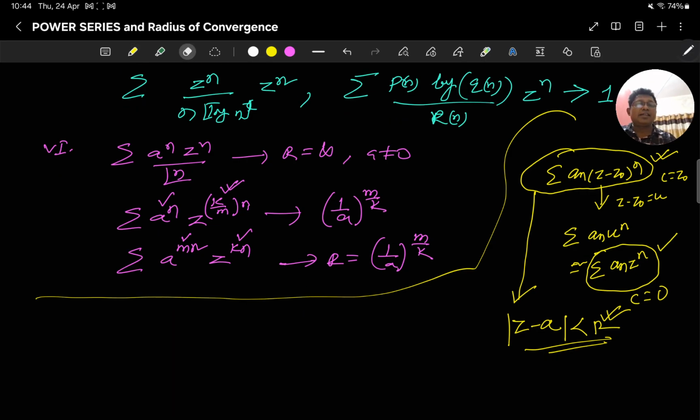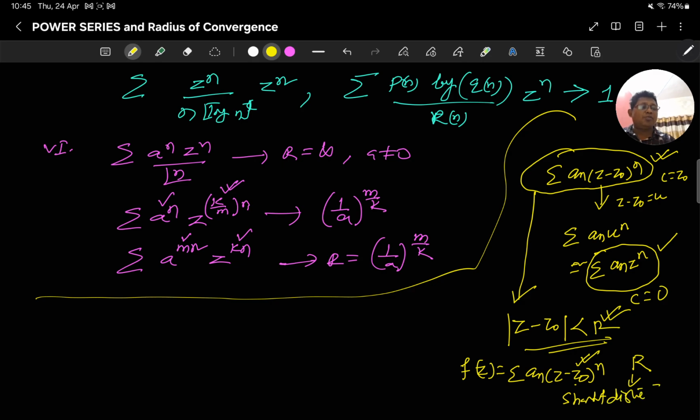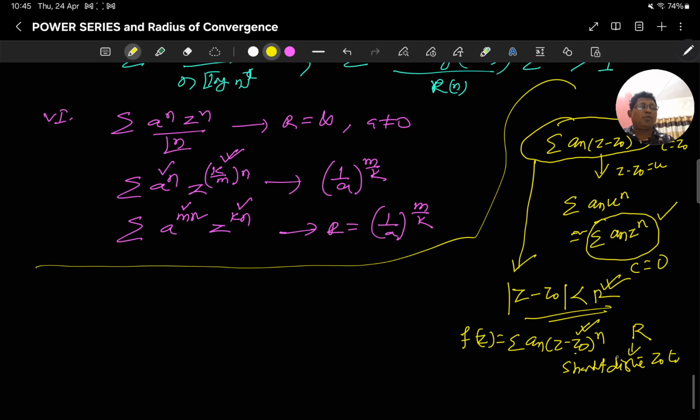And subsequently in my next lecture, while I teach you the Taylor series expansion of a function, the radius of convergence of a(n) (z minus z0)^n is nothing but the shortest distance from z0 to the nearest singular point, okay? I will tell it.